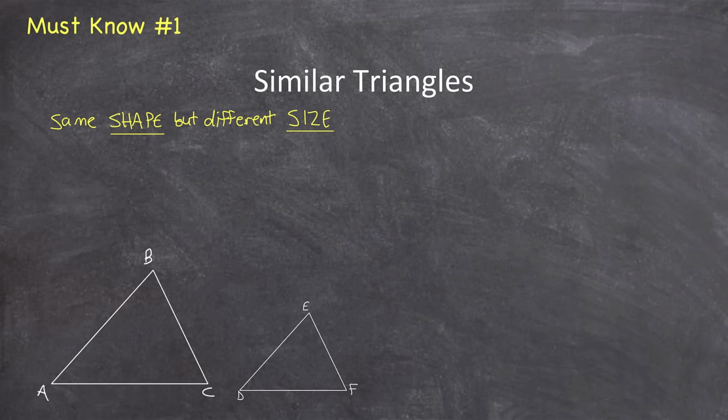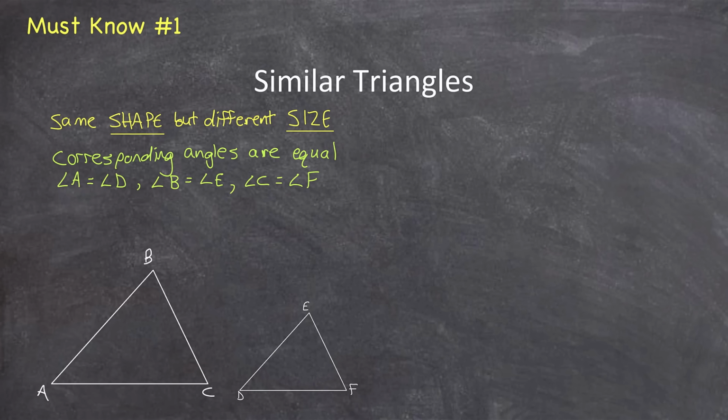And similar triangles have 2 very important properties. Their pairs of corresponding angles are equal. So in these 2 triangles, you can see that angle A and D are equal to each other, B and E are equal, and C and F are equal. The other important property is that ratios of corresponding sides are also equal. So the ratio of side AB to side DE would be equal to the ratio of side AC to DF, which would be equal to the ratio of side BC to EF.